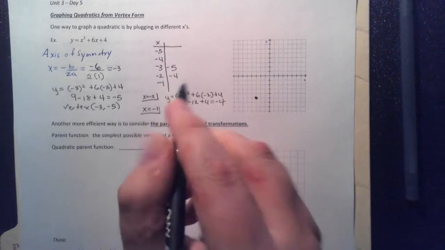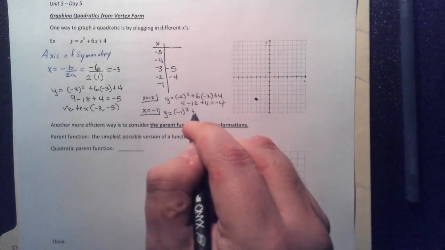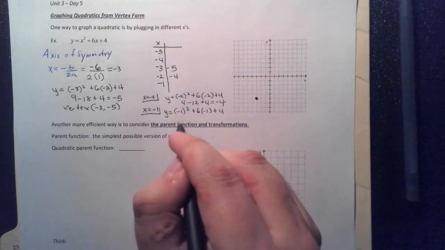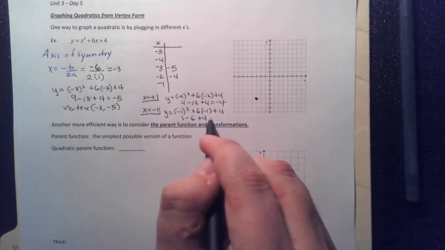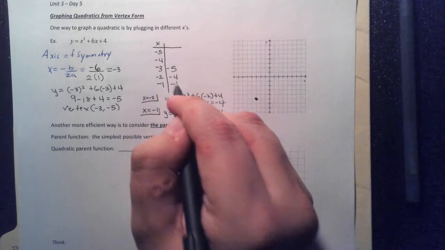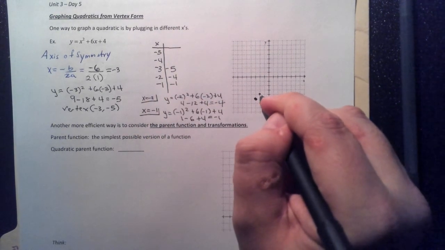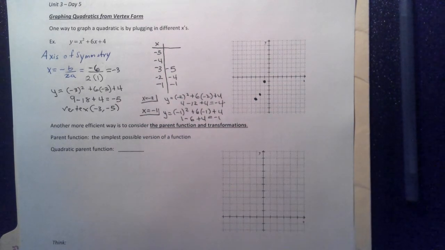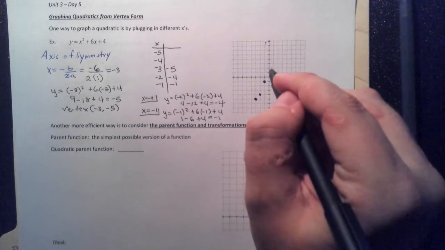If x is -1, I can substitute, and that will give me 1 minus 6 plus 4, which is -1. So I've got these points now, -2, -4 and -1, -1. And I could keep going. Like if I put in 0, I can figure out pretty easily I'll get 0, 4.